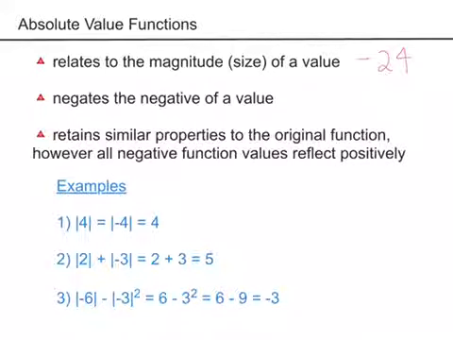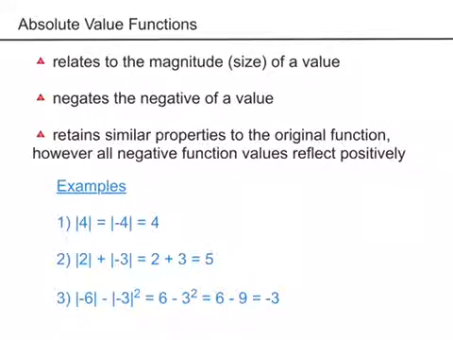By taking the absolute value of a number, we're only concerned with the magnitude of the value, not of its direction. And so this is why we remove the negative symbol from the value when we take the absolute value of it. Hence why an absolute value function returns only the positive values of the original number.